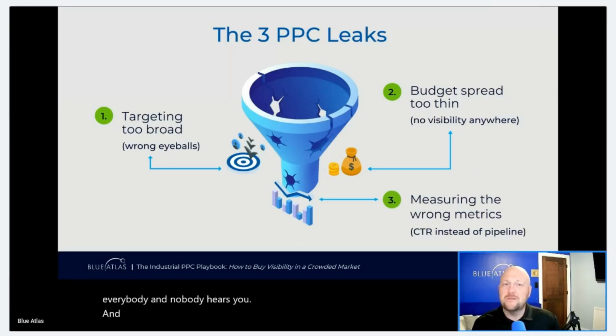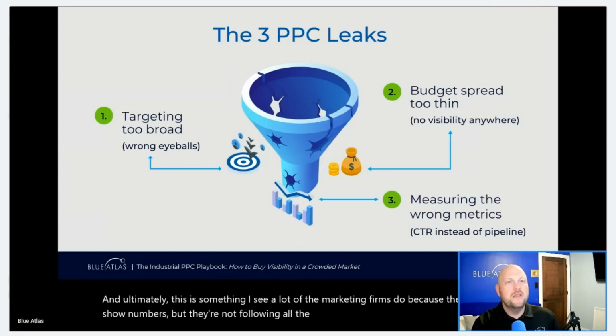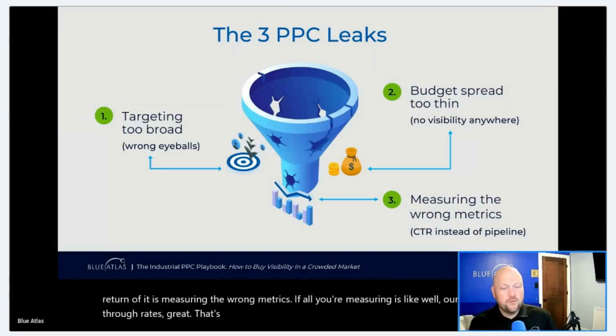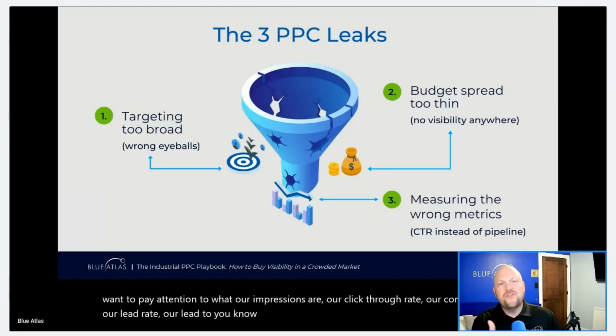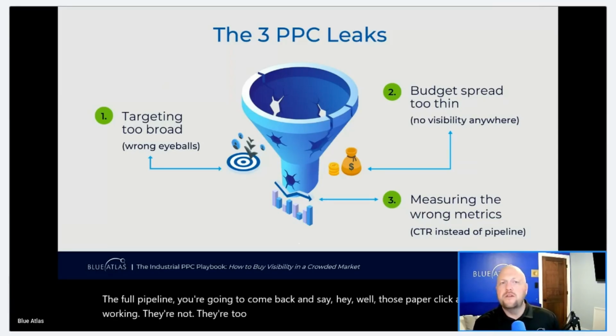And ultimately, this is something I see a lot of the marketing firms do because they want to show numbers, but they're not following all the way through to the actual business and return of it: measuring the wrong metrics. If all you're measuring is, well, our click-through rate's great, that's important information. As we run campaigns, I do look at that. We want to pay attention to what our impressions are, our click-through rate, our conversion rate, our lead to, all those things. But if you're not looking at the full pipeline, you're going to come back and say, hey, those pay-per-click ads just aren't working. They're too expensive. They don't do anything for us.